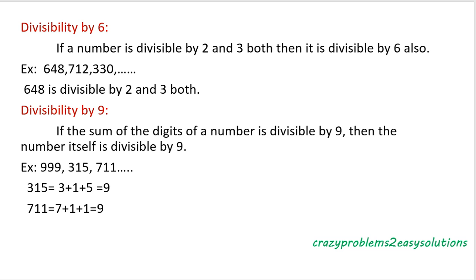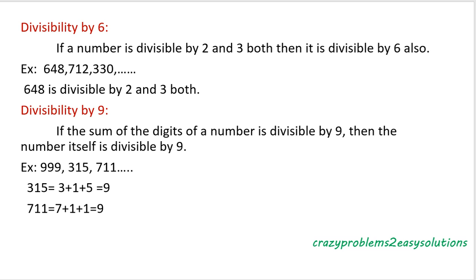For example, take 648. 648 is divisible by 2 because the last digit is 8, an even number. And you have to check whether it is divisible by 3. 6 plus 4 plus 8. So 6 plus 4 is 10, 10 plus 8 is 18. 18 is divisible by 3, so obviously 648 is also divisible by 3. So it is divisible by both 2 and 3, obviously it is divisible by 6.